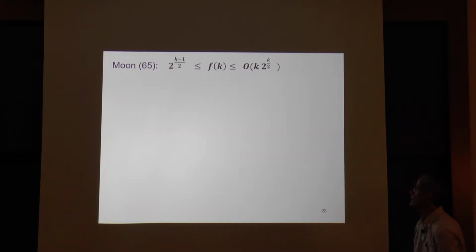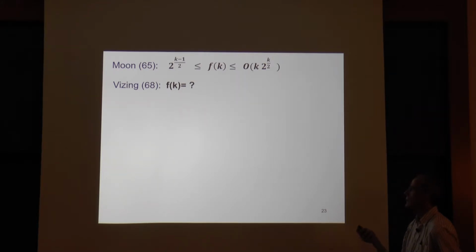Here is what Moon showed already in the 60s, and the bounds are pretty close. You get a lower bound of 2 to the (k minus 1) over 2. I'll soon show it; it's simple counting. And then there is a nice construction that gives k times 2 to the k over 2, so it's off by a factor of k.